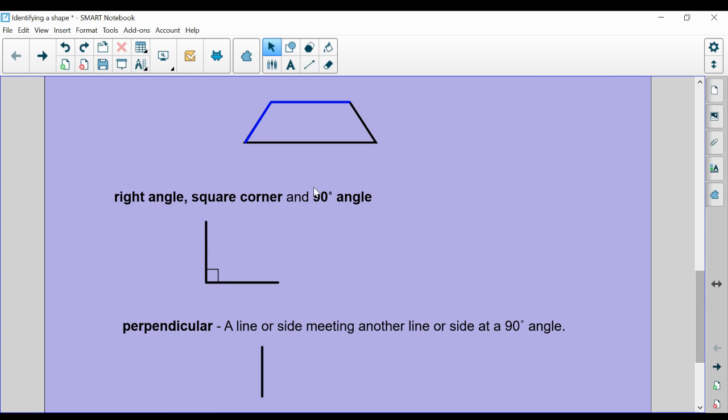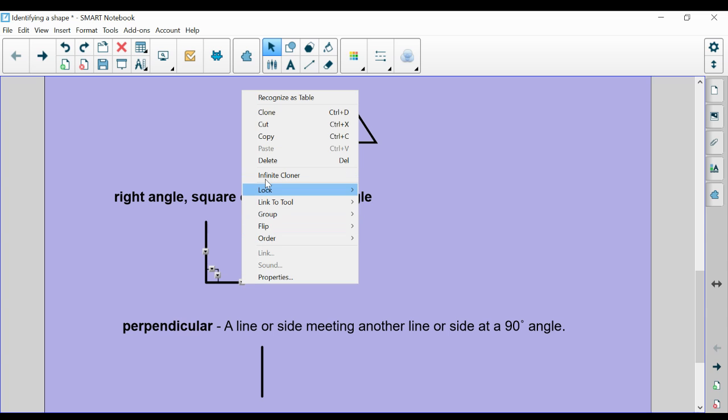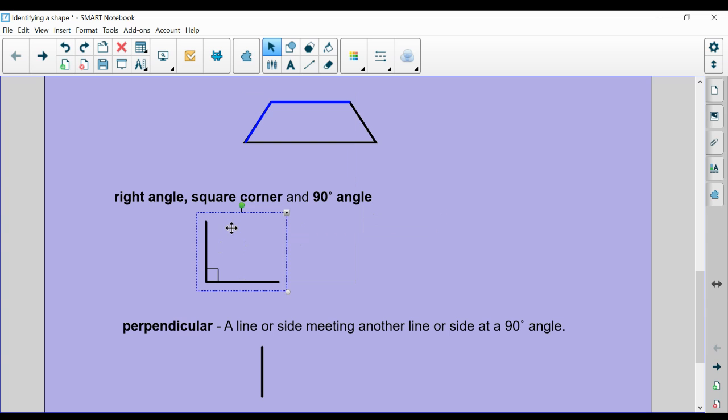And then you have these three terms are basically the same thing: right angle, square corner, 90-degree angle. That just means one side is going this way, and then in this instance, exactly vertical, and then there's another one going horizontal. However, it does not have to be horizontal and vertical. I'm going to group these and I'll show you. This is still a 90-degree angle, right angle, square corner, whatever you want to call it. But you should know that all three of those things are exactly the same.